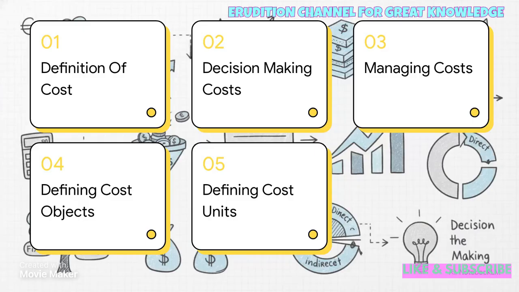All right, here's our quick roadmap for today. We'll be covering the definition of cost, costs for decision-making, managing and controlling costs, defining cost objects, and finally, defining cost units. Let's get right into it.